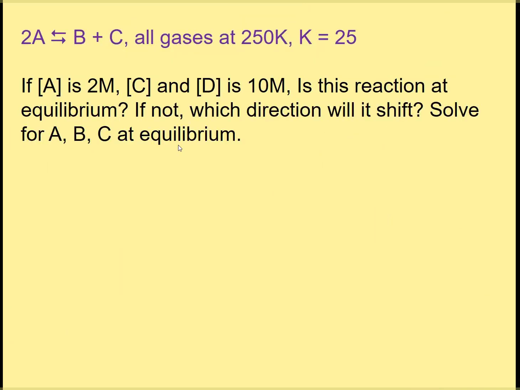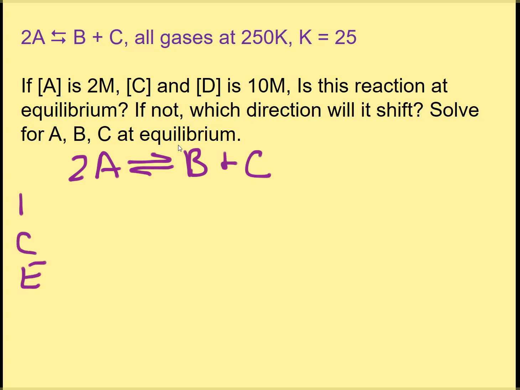All right, let's try another one. Again, we write our equation at the top. And we have our ICE chart and put in our initial concentrations, 2 and 10 and 10. So I don't know which way it's going to shift. Maybe it'll shift to the left. I don't know. So let's go ahead and find that Q.